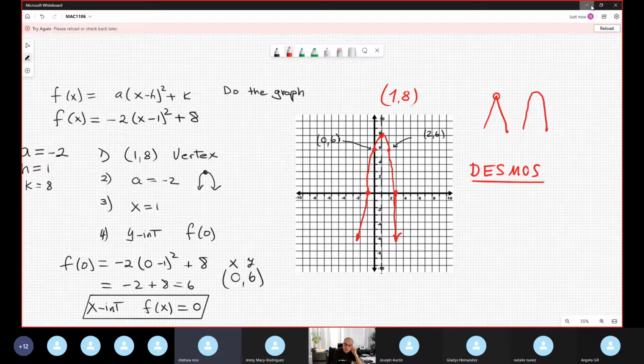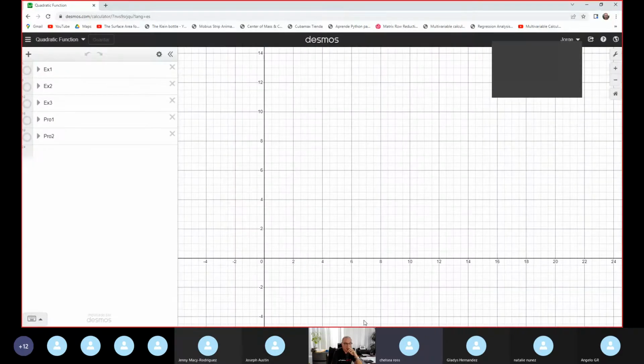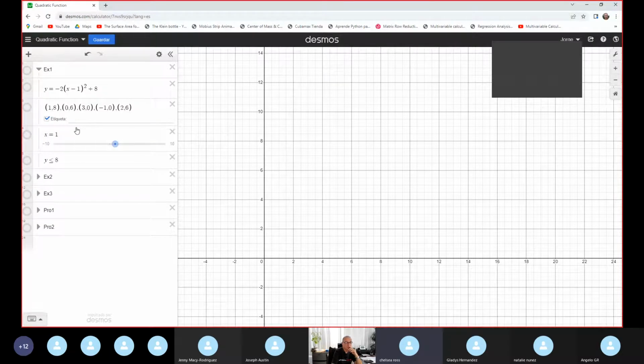Okay, let me share the screen. Share the screen to the Desmos. Okay, cool. I have opened already. Yeah, this is the same. Okay, no problem. Okay, look at that. This is my first problem. Do you see Desmos now? Yes or no?